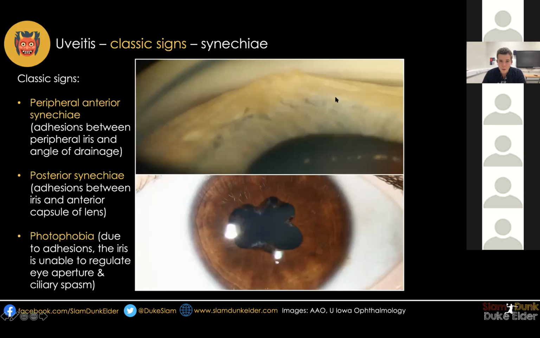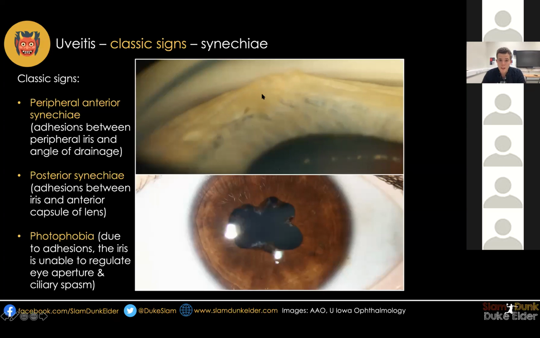So this is a side view of the angle up here, okay? Here's your lens, here's your iris, and here's your aperture or pupil. And down here should be a very nice trabecular meshwork, or your angle of the eye. But instead you've got these synechiae, these sticky parts of the iris that are sticking down to the angle, okay? So these are peripheral anterior synechiae.